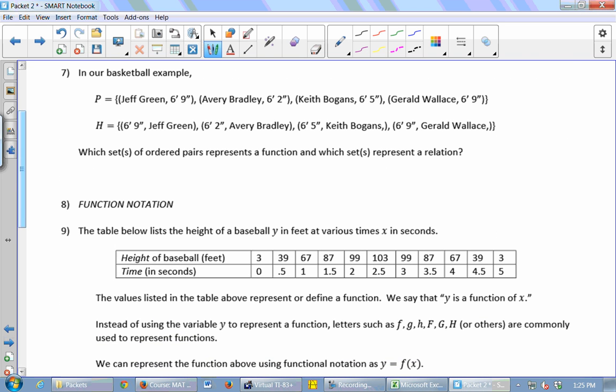All right, so one more time. Which set of ordered pairs, P or H, represents a function and which represents a relation? P is a function, yes. H is a relation. So is P, right? A function is just a special kind of relation. So H and P are both relations.